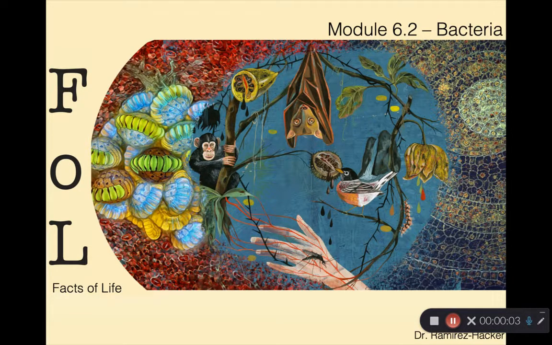We are continuing on to Module 6.2, where we're going to specifically look at bacteria. Again, we've been talking about prokaryotic diversity, which was the subject of our last lecture, and really understanding what makes prokaryotic organisms unique. Now we're going to be diving in specifically to the domain bacteria and what makes bacteria a unique prokaryote.